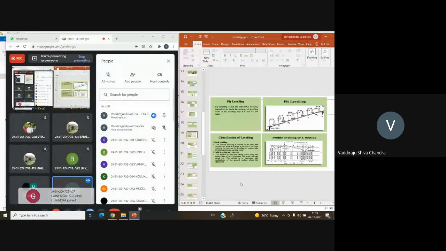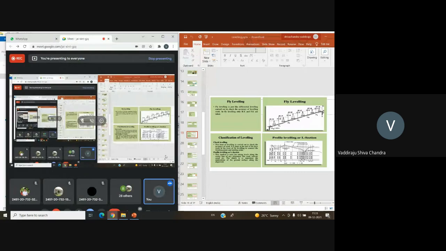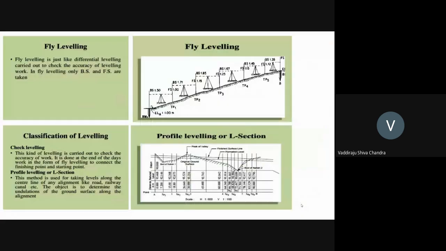It is also similar to differential leveling, carried out to check the accuracy of the leveling work. So fly leveling is just like differential leveling, carried out to check the accuracy of leveling work. In fly leveling, only backsights and foresights are taken. So generally, fly leveling is done to transfer the RL of one point to another point.